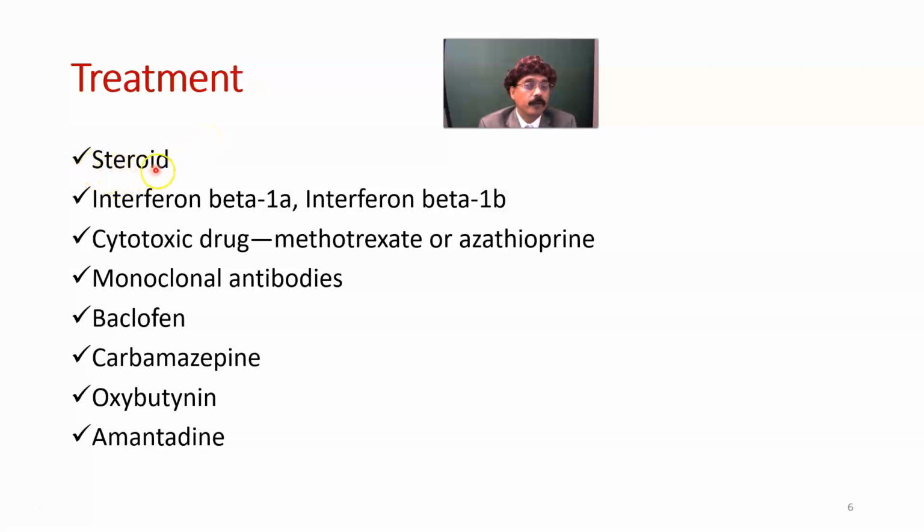Management by steroid like methylprednisolone, interferon beta 1A or interferon beta 1B. Some cytotoxic drugs are also useful like methotrexate or azathioprine. Monoclonal antibodies are used, especially for the relapsing condition. Baclofen is used in case of spasticity. Carbamazepine is used to manage chronic pain. Oxybutynin is used in case of bladder dysfunction. And for fatigue, we use the medication amantadine to help the person prevent or decrease fatigue.